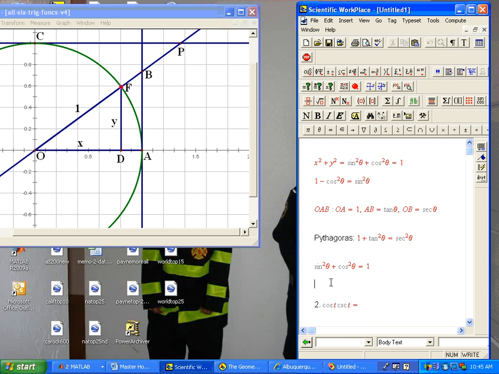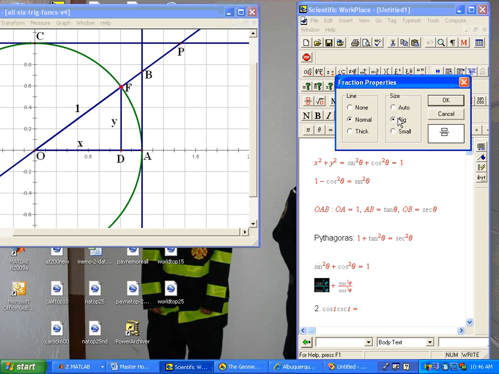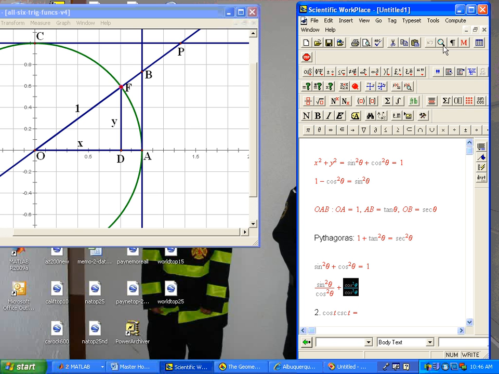I'm going to divide everything in sight by cosine squared. Okay, I just want to make those bigger so they're more visible. Equals 1 over cosine squared. Make that big too.